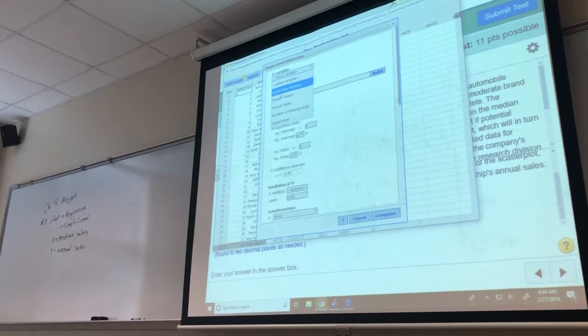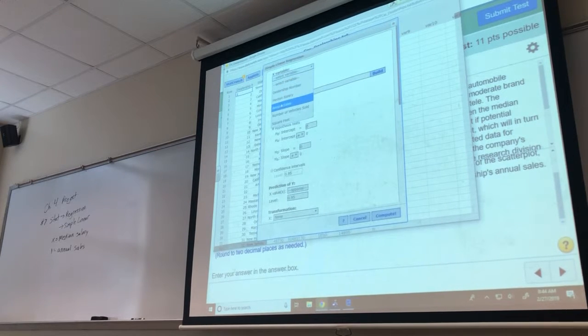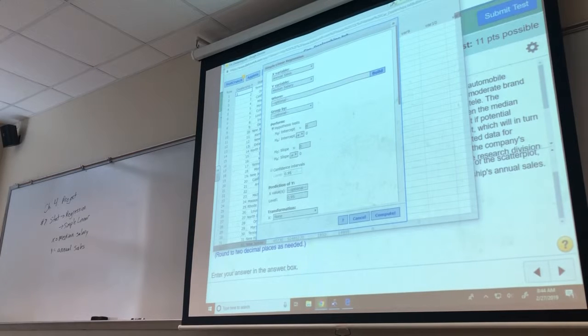I'm going to switch them just so we get a different number. Median salary. So my number is going to be a little bit different.